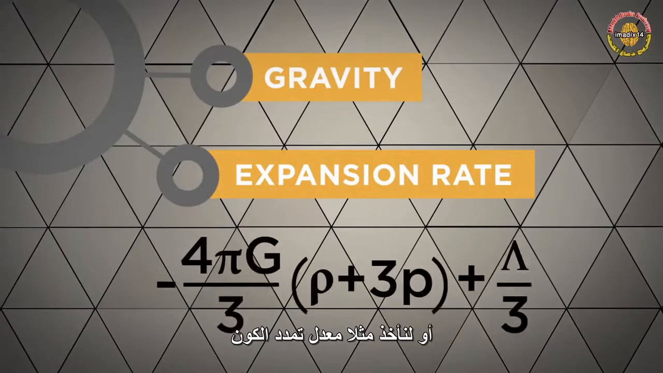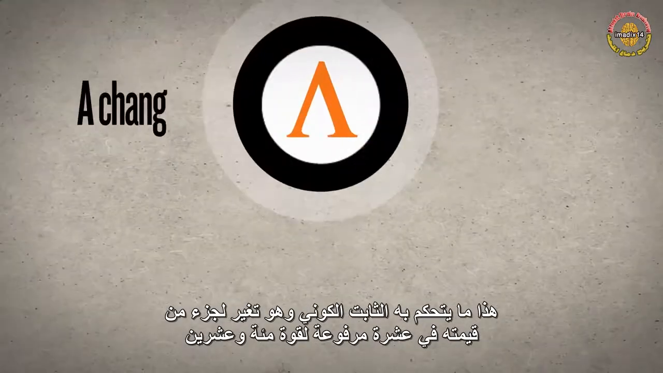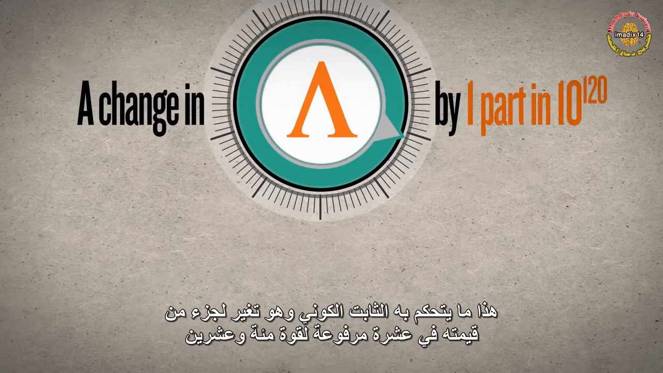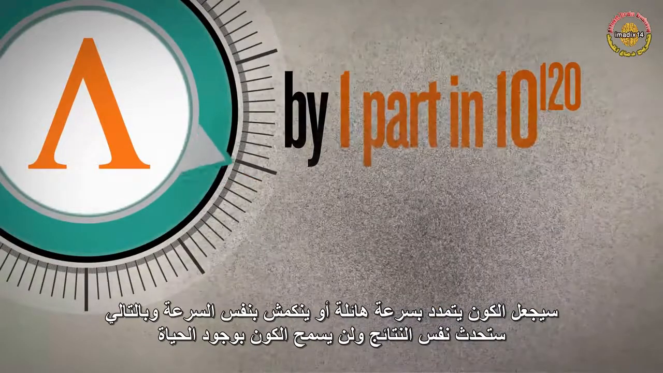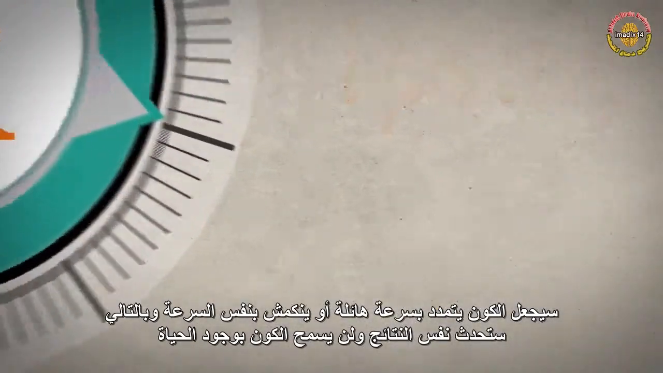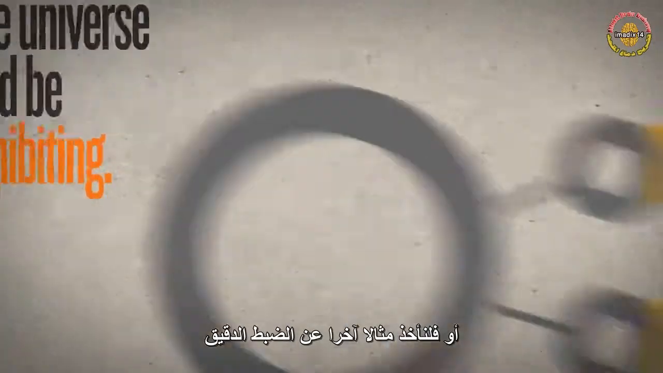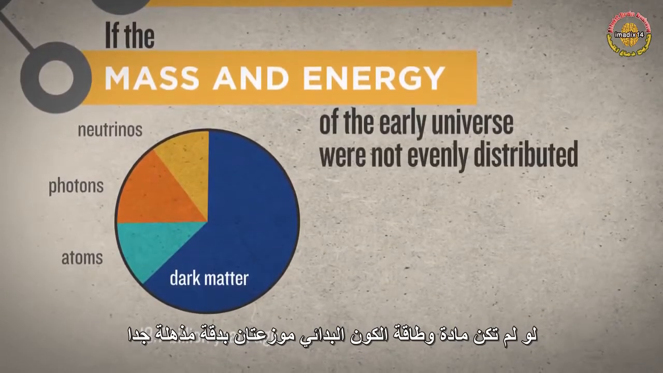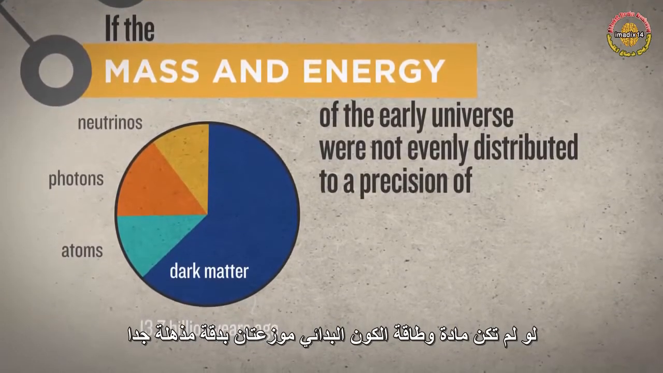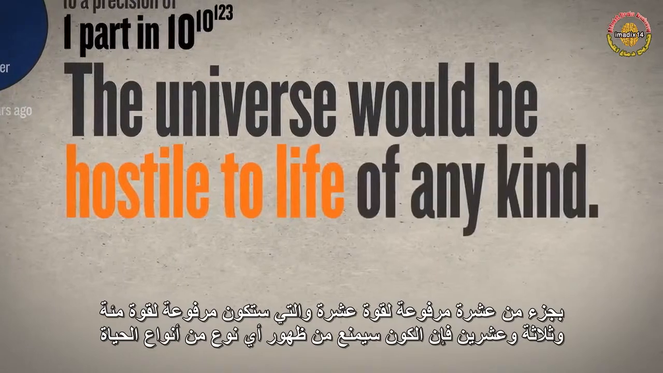Or consider the expansion rate of the universe. This is driven by the cosmological constant. A change in its value by a mere 1 part in 10 to the 120th parts would cause the universe to expand too rapidly or too slowly. In either case, the universe would, again, be life-prohibiting. Or another example of fine-tuning: if the mass and energy of the early universe were not evenly distributed to an incomprehensible precision of 1 part in 10 to the 10 to the 123rd, the universe would be hostile to life of any kind.